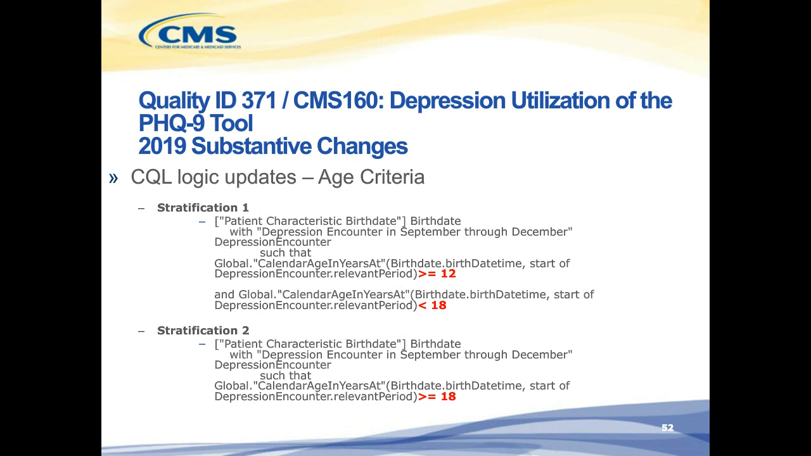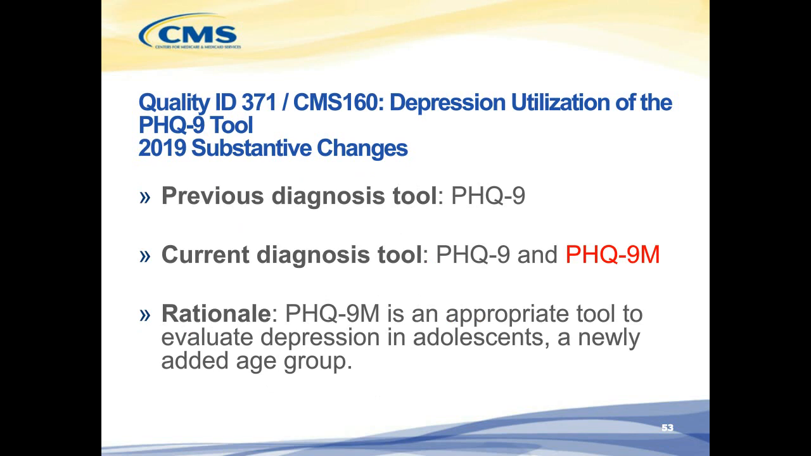There are also age stratifications in this measure. Stratification 1 looks at that adolescent patient population, which is greater than or equal to 12 and less than 18 at the start of the depression encounter. And then stratification 2 looks at age greater than or equal to 18 at the start of that depression encounter. Okay. And the next change is use of the assessment tool.